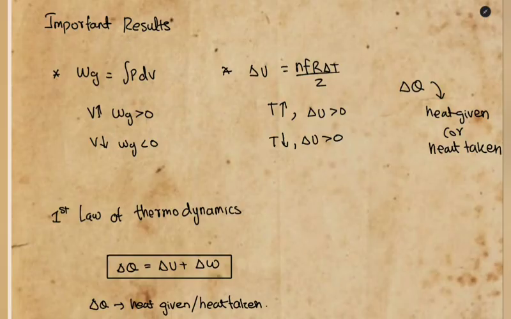Basically, when volume increases, work done by gas will be positive. When volume decreases, work done by gas will be negative. And when volume change is equal to 0, work done by gas will be equal to 0 as well. Similarly, when temperature increases, internal energy change will be greater than 0, and when temperature decreases, internal energy change will be less than 0, and when temperature change is 0, internal energy change is 0.